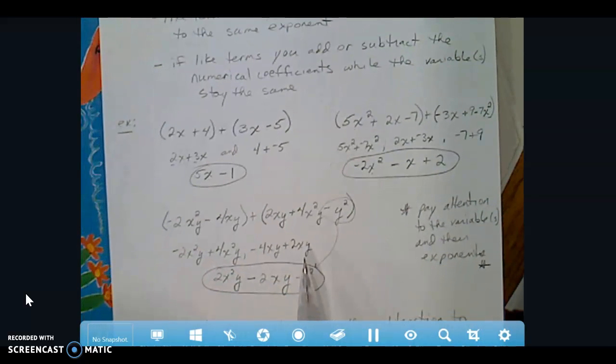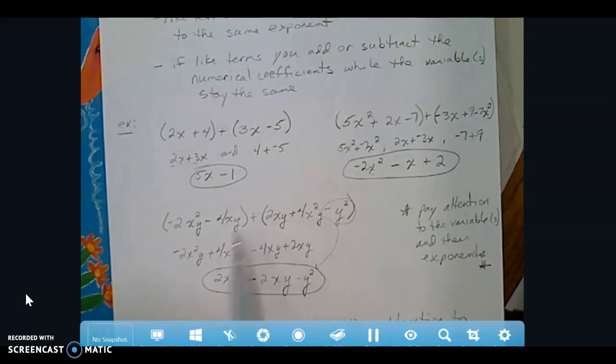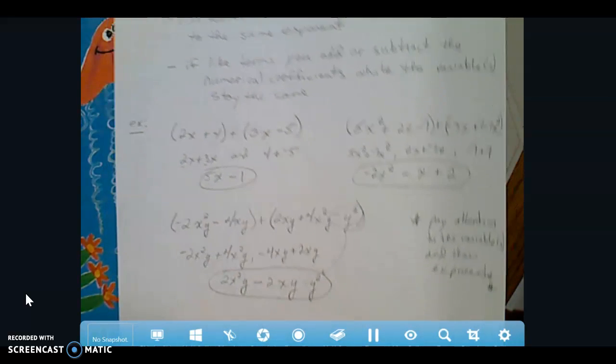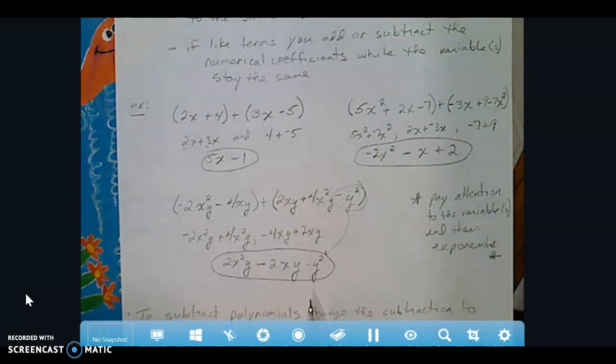This example down here, you'll see again it's addition, but there's more than one variable in here. But again, as long as they have the same variables raised to the same power, then they are like terms. So here's an x squared y, and then here's an x squared y. And so I wrote those separate for you. So a negative 2 plus 4 is a positive 2, and I just carry down the variable or variables they had in common. And then there was an xy here, and there's an xy here, so I wrote it separate so you could see I'm adding a negative 4 plus a positive 2 to give me a negative 2. And I wrote down the variable that they had in common.